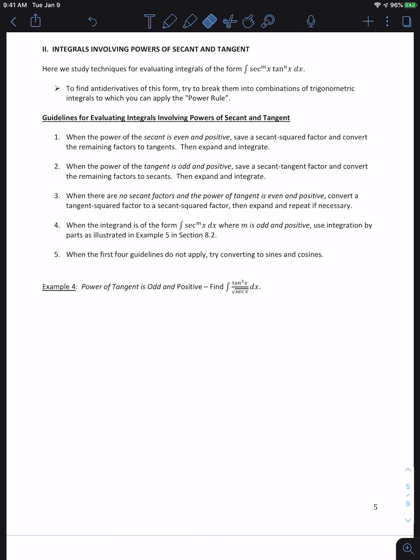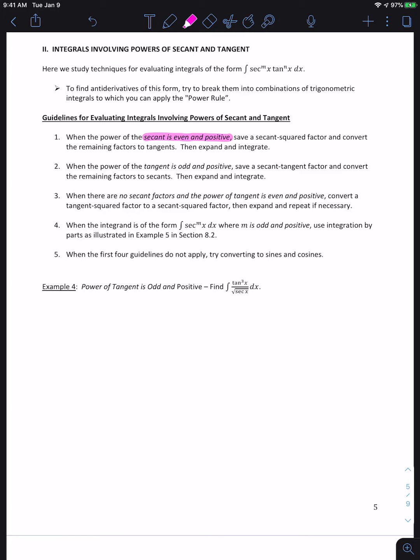We're trying to break them up so that we can have some inside function inside of a power function so that its derivative is seen on the outside, so that way we can apply u-substitution for the power rule, right? So we're trying to save the derivative of some inside function on the outside. Okay, so when the power of secant is even and positive, what we're going to do is save a secant squared factor. And the reason is because we're going to convert all of the rest of the secant factors into tangent factors, and then the inside function will be tangent, and we'll have left a secant squared, which is the derivative of tangent, right?